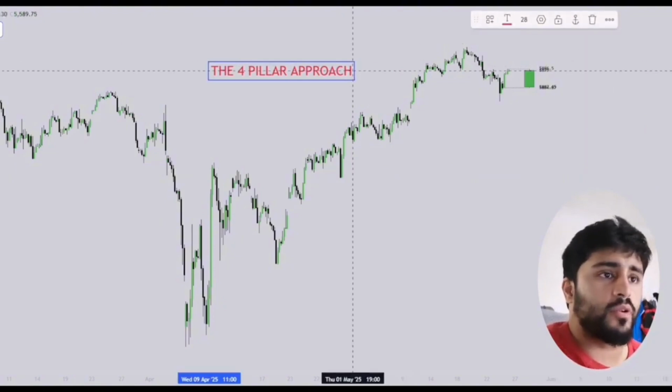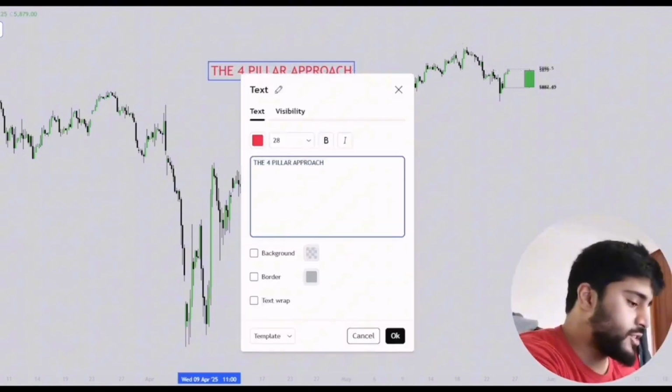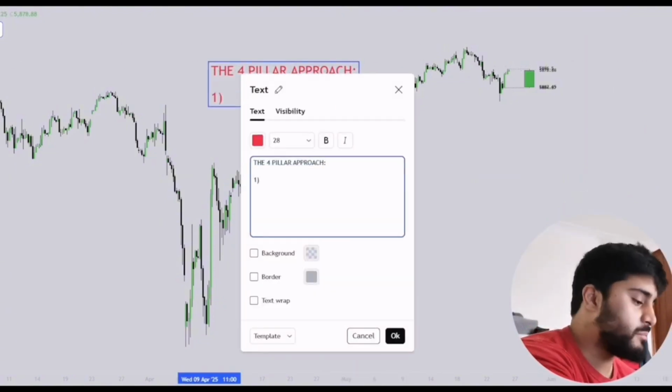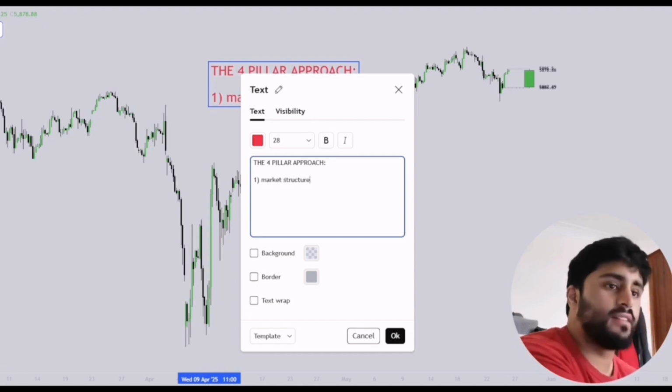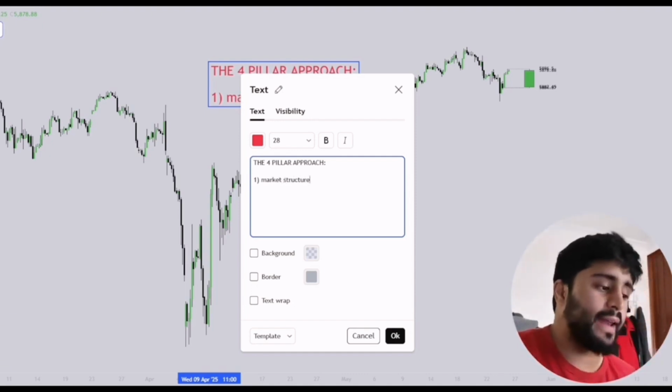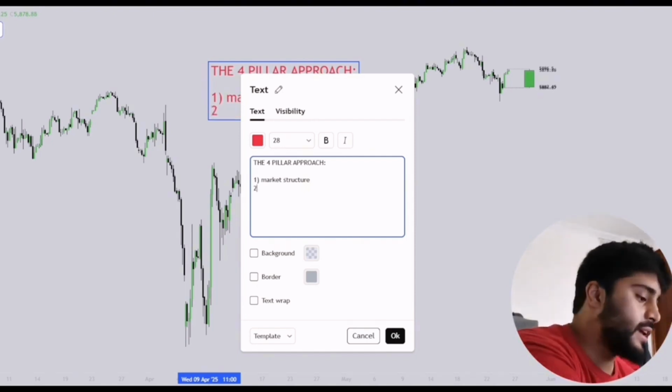And so the 4-pillar approach, right? One of the most important things I teach in trading. So you need to understand the market structure. This is basically the highs and lows of the market, one of the most organic, one of the most overlooked concepts in the markets.